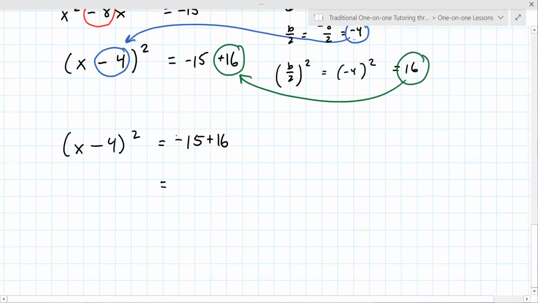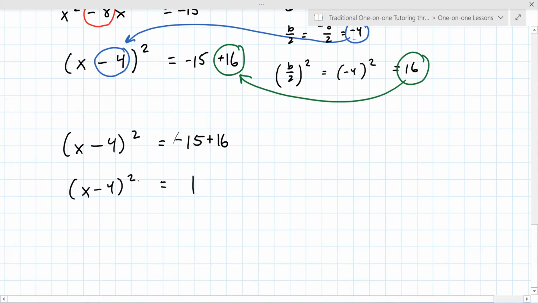What is this on the right hand side? What does this become? What is -15 plus 16? Just one. Okay, so it's x - 4 squared equals 1.